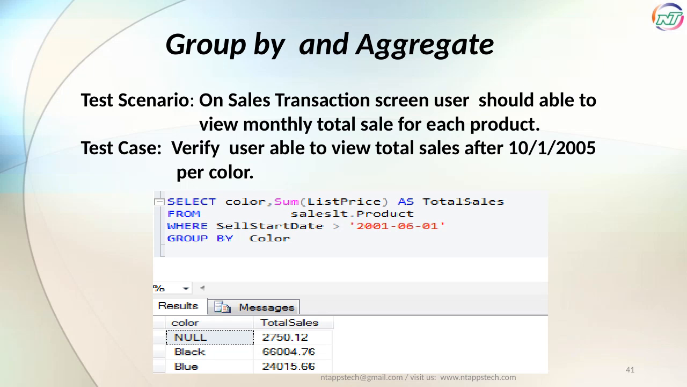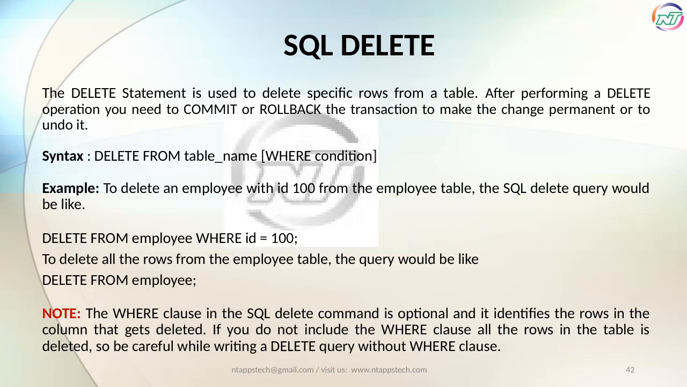The results display the total sales amounts broken down by color, including cases where the color is not specified, which helps provide a clear overview of monthly sales trends for each product variant.